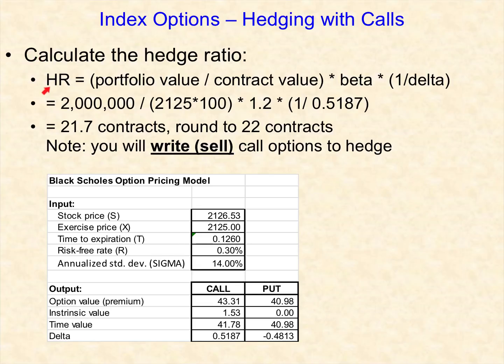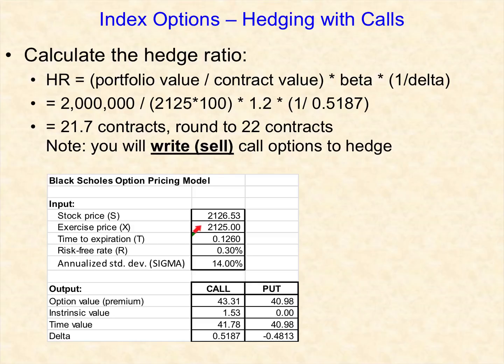We'll calculate the hedge ratio. We take the dollar value of our portfolio, $2 million, and divide that by what's known as the contract value for the option. We take the exercise price on the option, $2125, and multiply that by the multiplier on that index option. It has a multiplier of 100. Next, we multiply by our portfolio beta, 1.2. And finally, we multiply by 1 divided by delta for the option. The delta is 0.5187, and that was calculated using the Black-Scholes option pricing model.